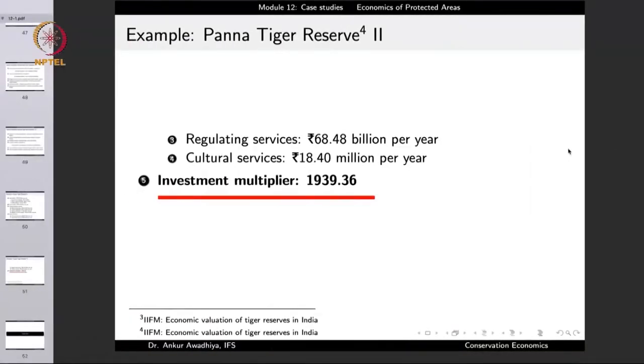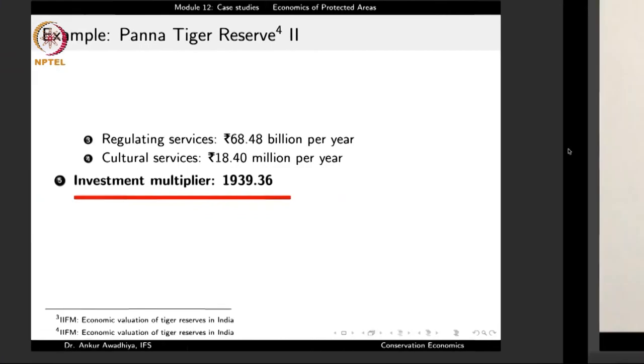And here we are observing that the investment multiplier in the case of Panna Tiger Reserve is as high as 1939.36. Now, this is especially because if you have a protected area, there are hardly any costs involved because you only have to maintain that area, minimal level of protection, minimal level of habitat intervention. But then the nature does everything else for you. So it is a very good investment multiplier, meaning that it is a very good investment opportunity for any wildlife.